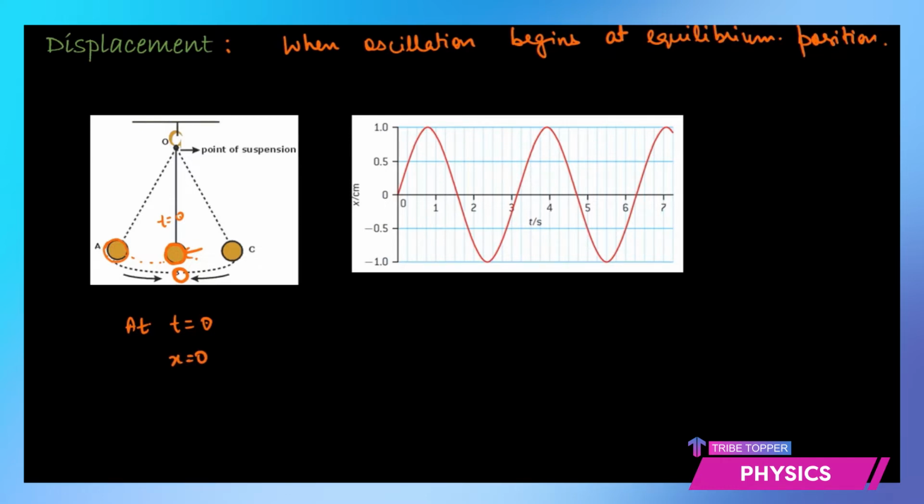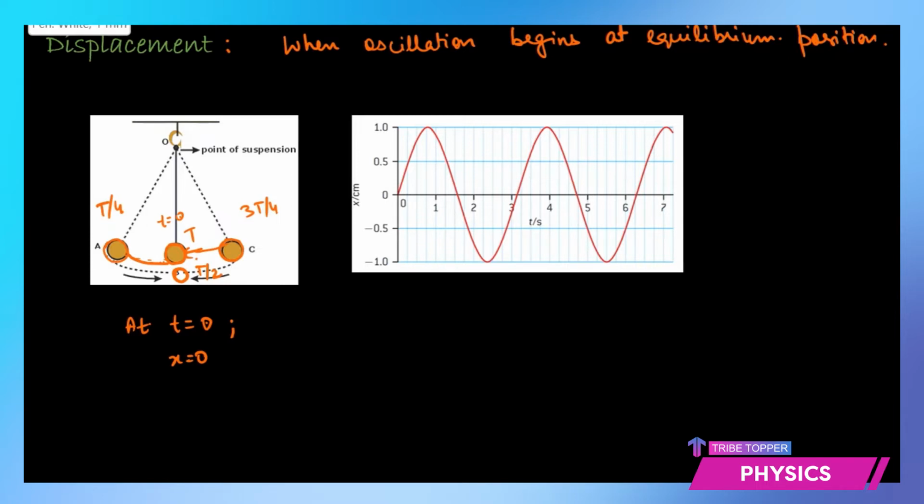Now, after 1/4 of the total time period, because it takes 4 parts, from 0 to T by 4, 1/4 of the time period, you reach position A, then it falls back. So at half time period you reach position O back, then at 3T by 4, in the next 1/4, you reach the position C, and at full T you have reached the position back at O, and one oscillation is completed.